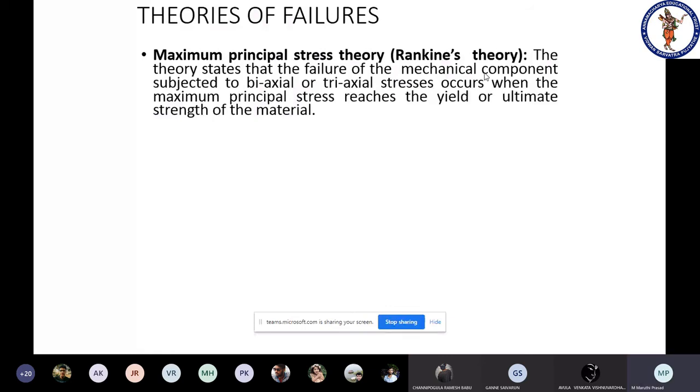Failure will occur only whenever the induced stress reaches the property of the material. The property of the material we may also take as the allowable stress. Generally that is the allowable stress of the material, but here I have quoted yield or ultimate strength. We have also discussed the factor of safety, so from that factor of safety we get the working stress. That's why we are comparing the values.